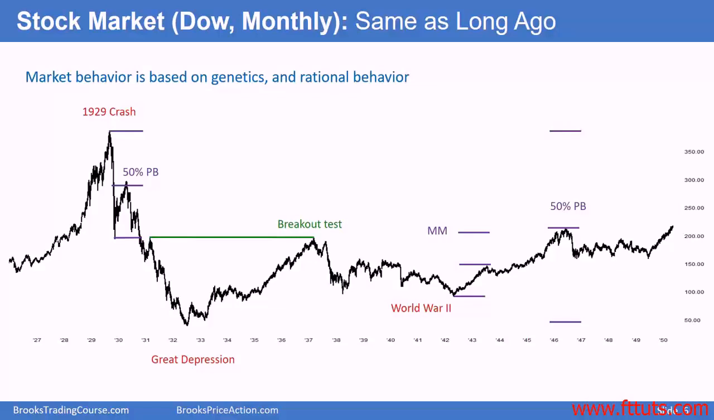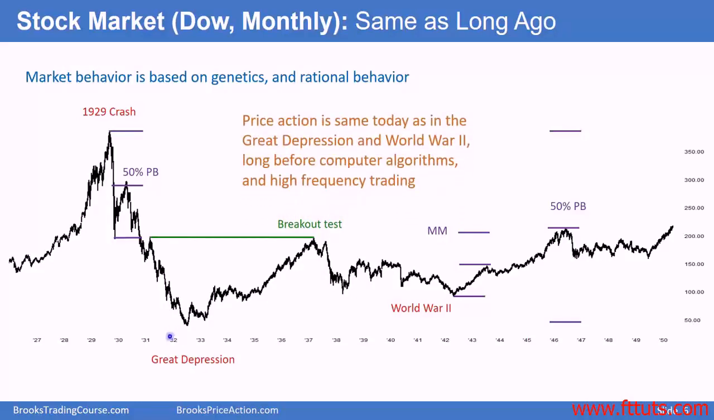We're looking at charts from decades ago, yet they're behaving the same as charts today. And that's because the market behavior is based upon human behavior and rational behavior. Traders behave rationally, just as they did back then. And if you have enough traders participating, all behaving rationally and in their best interest, this is the outcome. A chart that makes sense, and it looks the same today as it did back then. Doesn't matter if it's the Great Depression, World War II. Long before there were computer algorithms and high-frequency trading, charts looked the same.